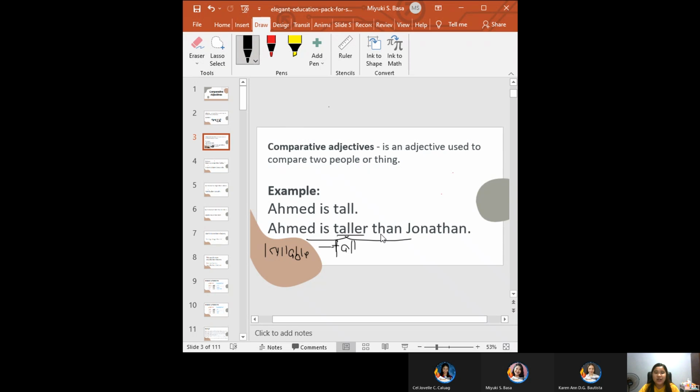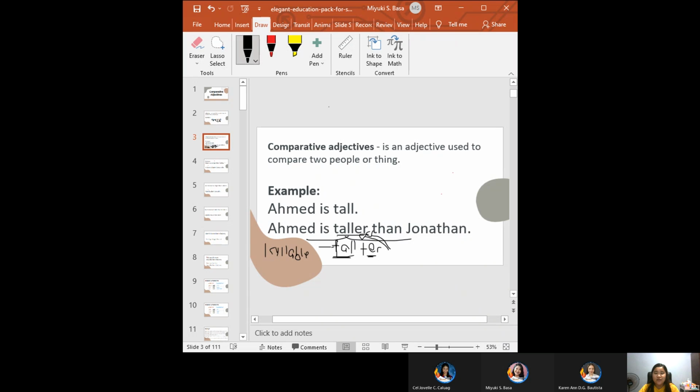Okay, and one of the rules in forming a comparative adjective is that if the adjective has one syllable, we will just add the suffix er to make it a comparative adjective. Do you understand, guys? Yes, ma'am. Okay, I will repeat our first rule. Our first rule in forming a comparative adjective is that if the adjective word has one syllable, we will just add the suffix er to make it a comparative adjective. Are we clear? Clear, ma'am.